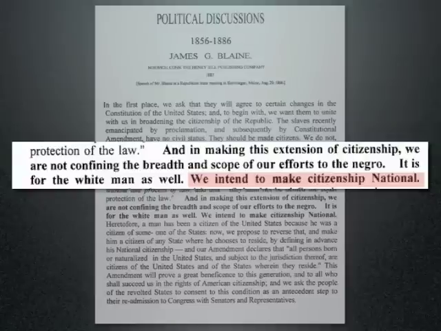We intend to make citizenship national. This is the nationalizing of citizenship. Originally, your citizenship came from your state. You were state citizens. Now it comes from the federal government. Now, we know about nationalized health care. The government has control. We know about nationalizing of the banking, nationalizing of the auto industry, government control. Right here, they nationalized our citizenship, giving them control.